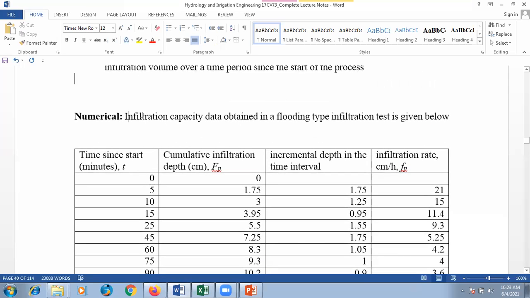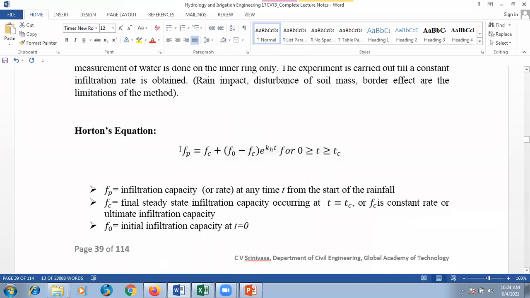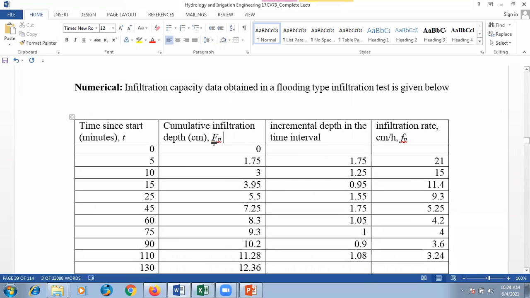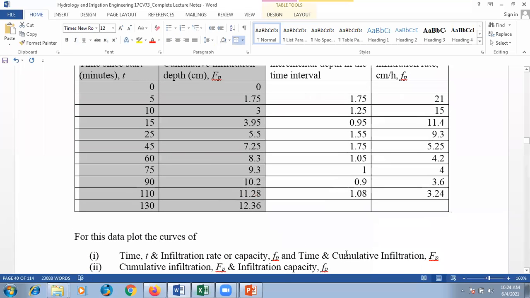So look here, infiltration capacity data obtained in a flooding type infiltrometer test is given below. See here, time since start in minutes, time t, cumulative infiltration depth, uppercase Fp. Don't get confused with lowercase values here; they stand for something different. Here, this is Fp uppercase. So using this, how to get the infiltration rate at any point of time? I will show you how it is done. This is very important. First, we have to understand this.